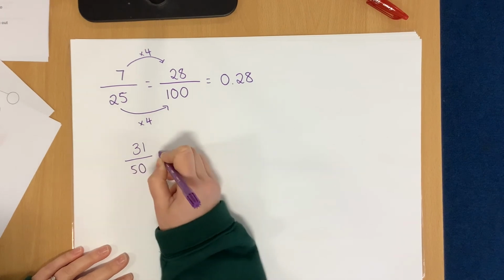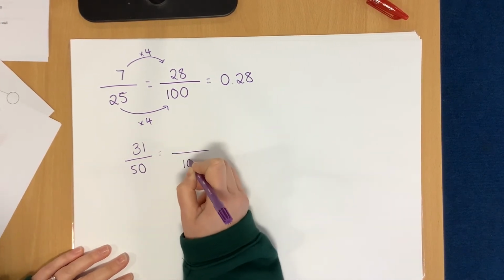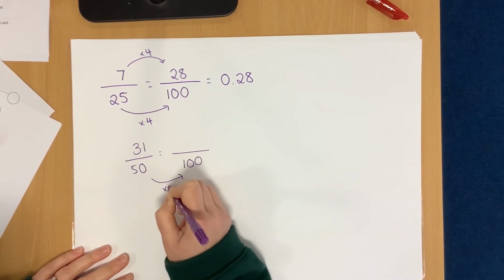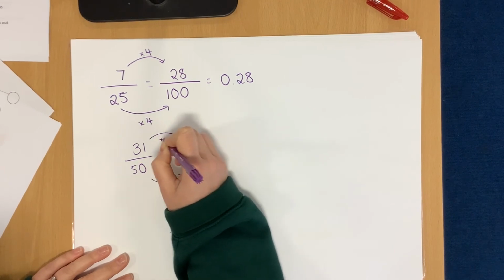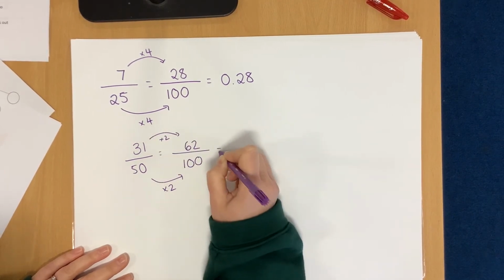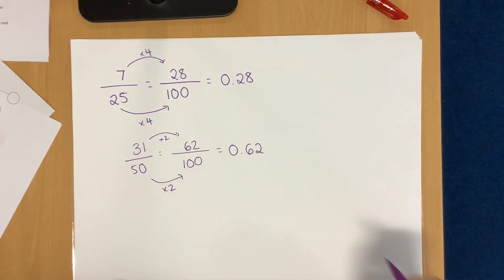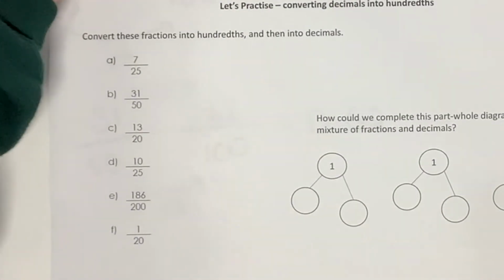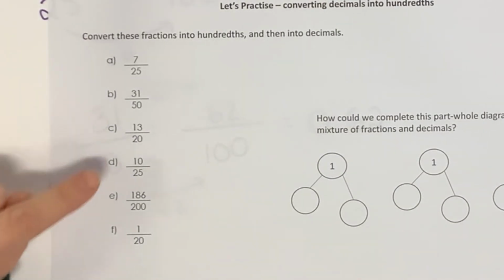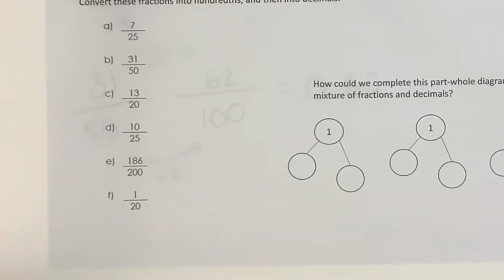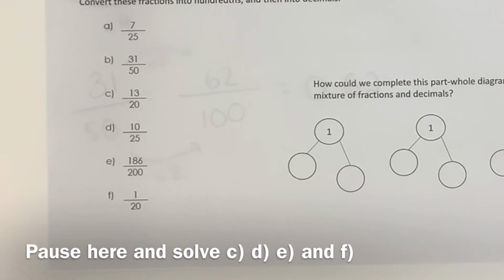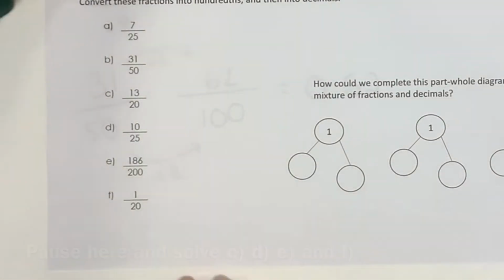Right, next one then, 31/50. So 50 times 2 is 100, and 31 times 2 is 62. So that becomes 62 hundredths, or 6/10 and 2 hundredths. What I would like you to do is pause and have a go at C, D, E and F, and then unpause, where I will quickly go through the answers and we'll move on to the next bit.